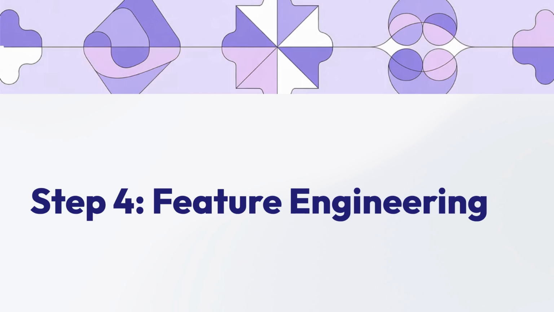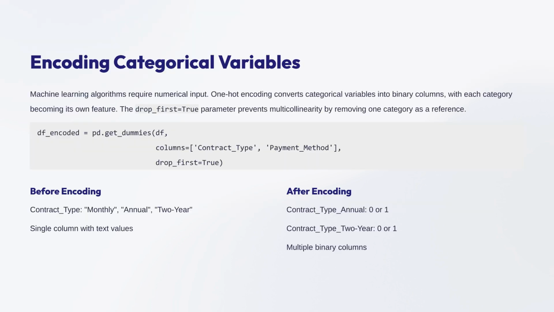Next, we move into step 4, feature engineering, which finalizes the data preparation for machine learning. Machine learning models need numerical input, so we use one-hot encoding for categorical variables like contract type and payment method. The `drop_first=True` parameter avoids multicollinearity by setting one category as the reference.